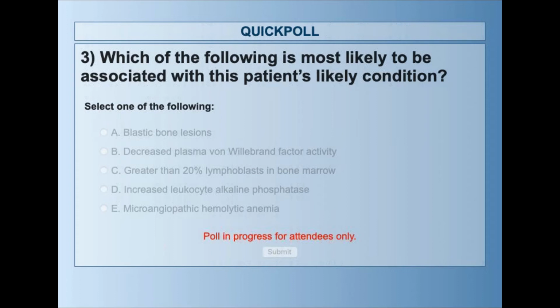Let's see. About a third of you have voted, and again, no clear favorite so far. So looks like we've got another challenging one here.